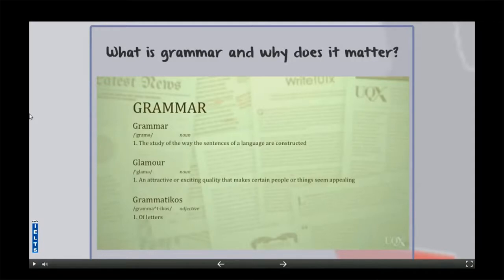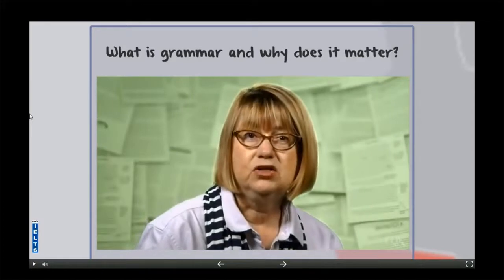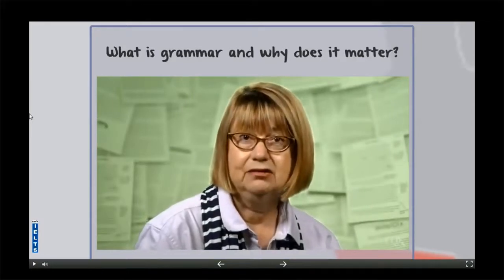Grammar and glamour are essentially the same word, derived from the Greek grammatikos, meaning of letters, which covered the whole of arts and letters. In the Middle Ages, grammar generally meant learning, which in the popular imagination included a knowledge of magic. So grammar has origins that are glamorous and magical.